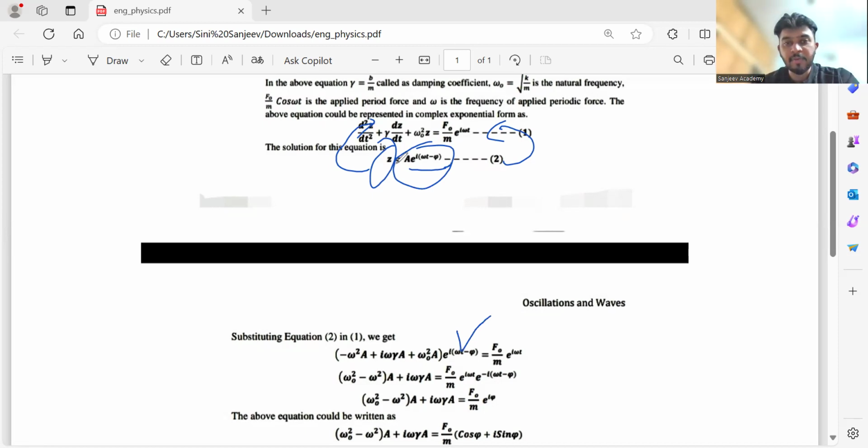And just put what is z. D square of z gives minus omega square. And here, this gamma, don't forget this gamma, that is why i omega gamma A is coming. Next one, omega naught square A, because z is a e power i omega t minus phi. That's all.